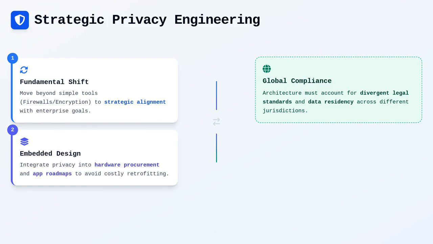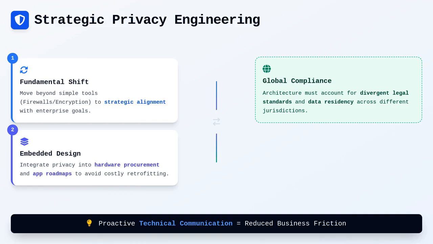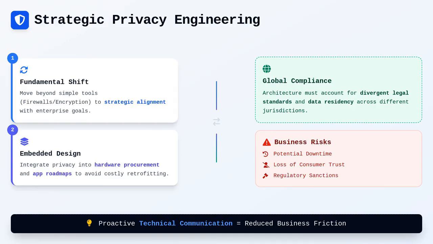By embedding privacy directly into your hardware procurement policies and enterprise application roadmaps, you effectively preempt the expensive retrofitting that occurs when privacy is treated as an afterthought. This proactive approach relies on clear communication, where you articulate technical risks in terms of business impact, such as potential downtime, loss of consumer trust, or regulatory sanctions.